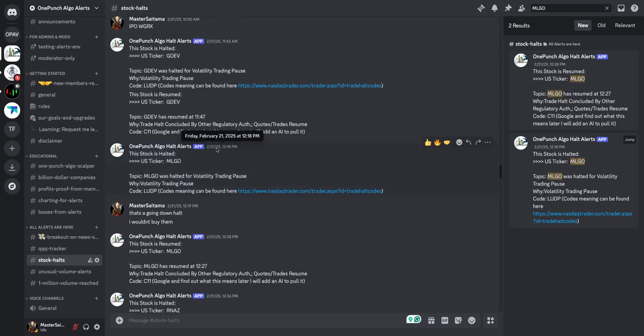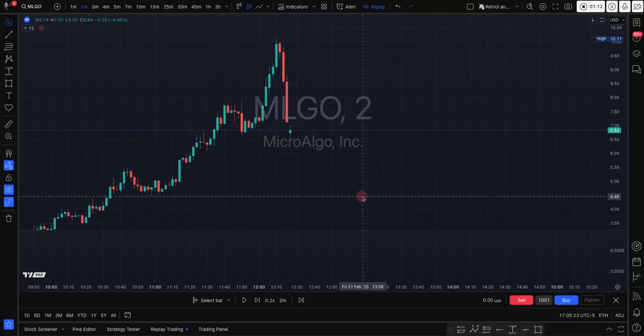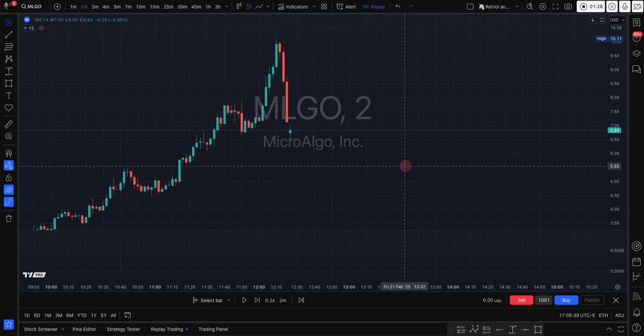Right at February 21, Friday, 12:18, we received the alert saying this stock is halted. And at 12:28, it was resumed. When we put MLGO on the chart without any indicators, like no One Punch Algo, scalper, MACD, VWAP or anything, you will see something like that. It's kind of like a naked or vanilla chart.